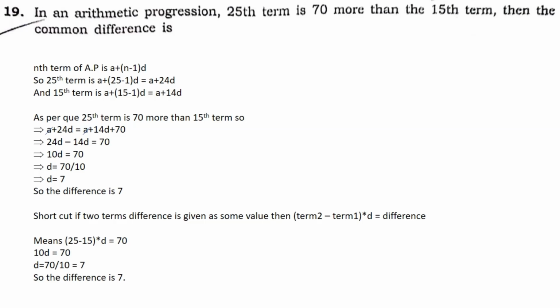But here I am telling you a shortcut. If the difference of two terms is given as some value in the question, then (term 2 minus term 1) into the common difference d equals the difference given in the question. Here the 25th term and 15th term are given. So (25 minus 15) into the actual difference equals the difference given, which is 70. So 25 minus 15 is 10, 10 into d equals 70. d equals 70 by 10, which means the difference is 7.